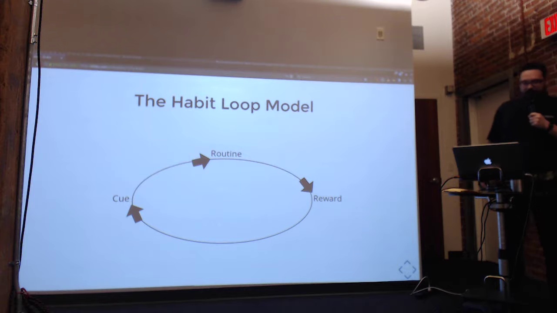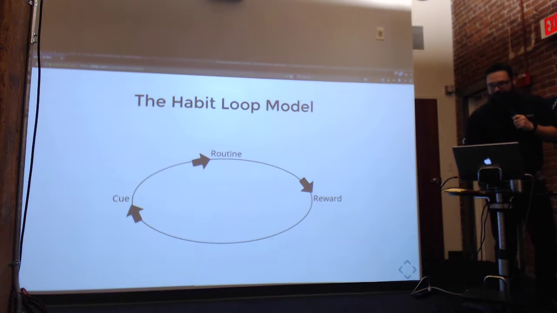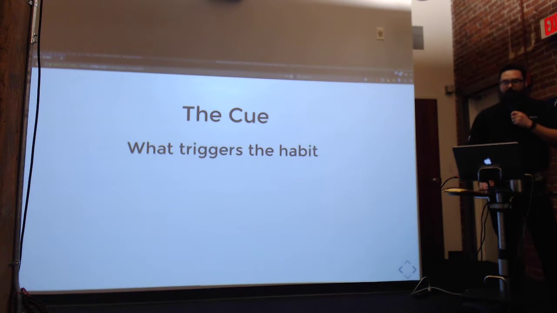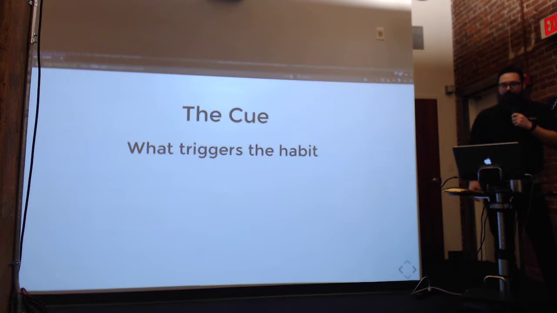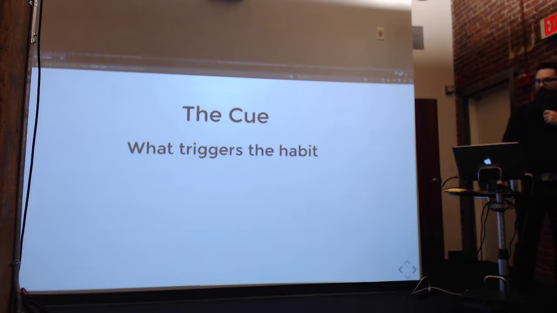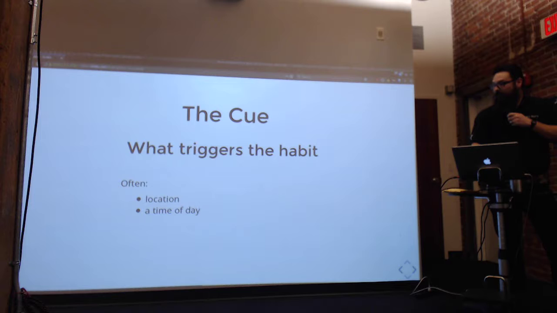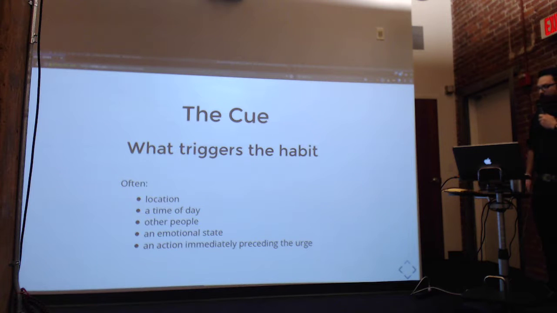But we'll move on. So there's something called the habit loop model. What it is, there's a cue, there's a routine, and there's a reward. It goes around in a circle. The cue is what triggers the habit. An example of this would be music from the ice cream trucks going around. You hear that music and you really want ice cream. And it takes effort to resist the cue versus deriving satisfaction from following the cue. Oftentimes it'll be a location, time of day, other people, an emotional state, or an action that immediately precedes the urge.